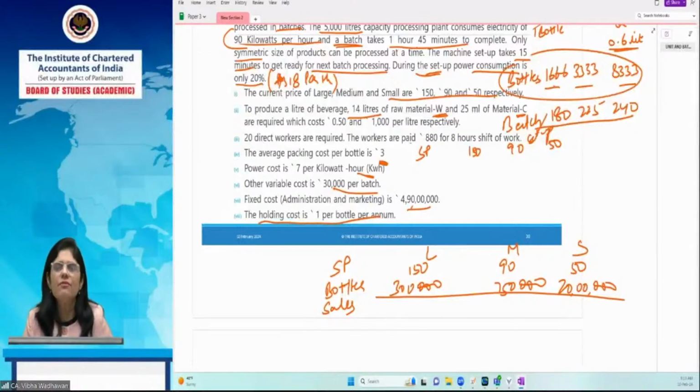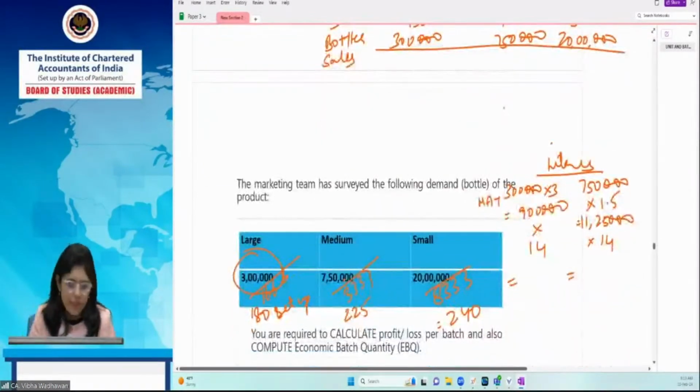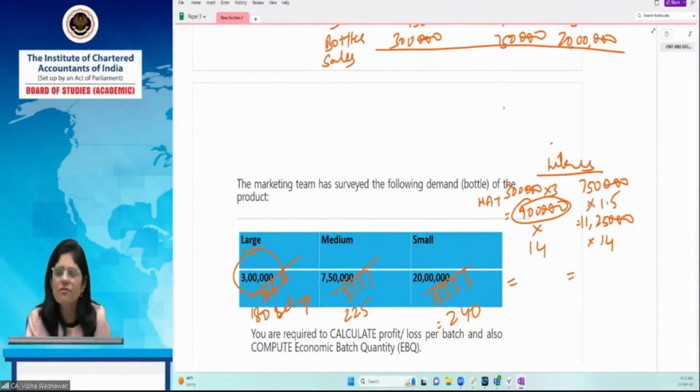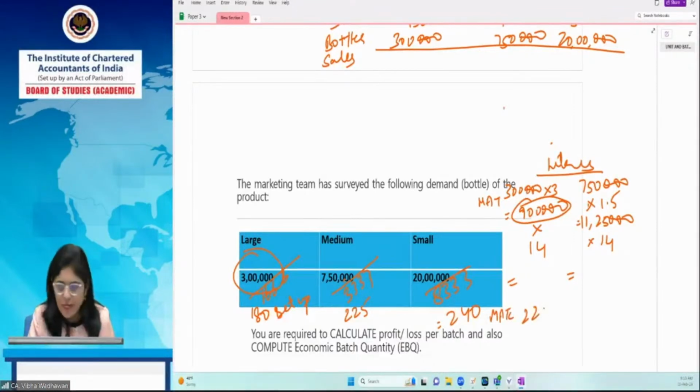0.025 liter will go. Clear? In material C, so material C will be used 0.025 liter per liter of product. All right. So if I say 9 lakh liters we require, then 9 lakh liters into 0.025 for material C. We require 22,500 liters of material C, the raw material.